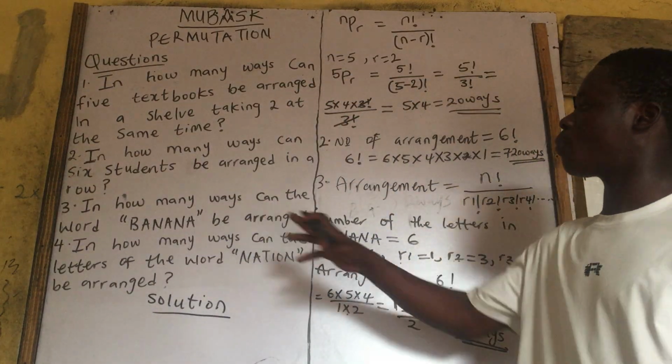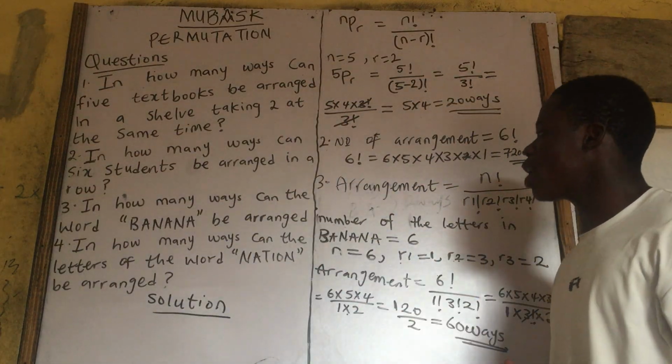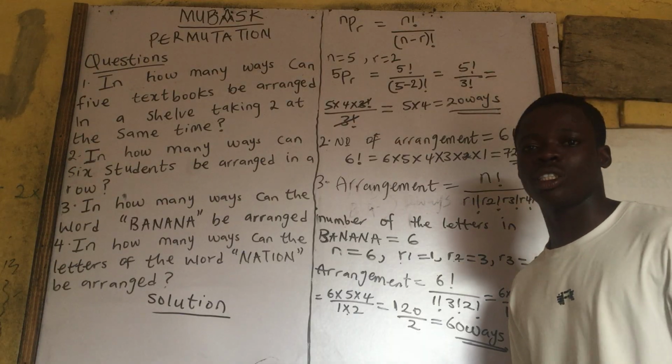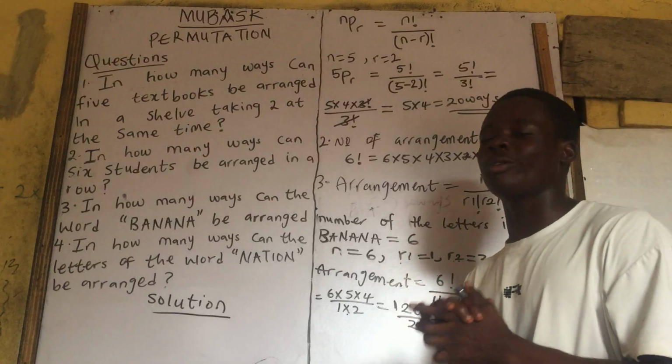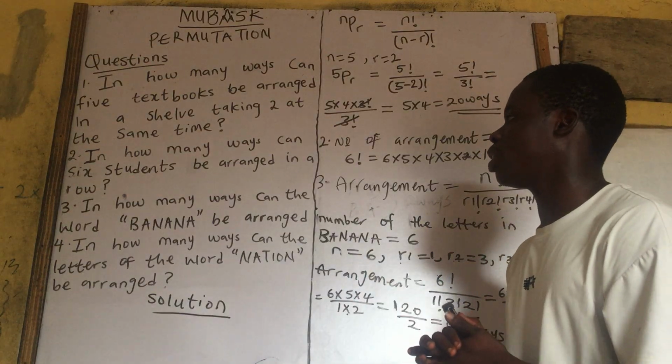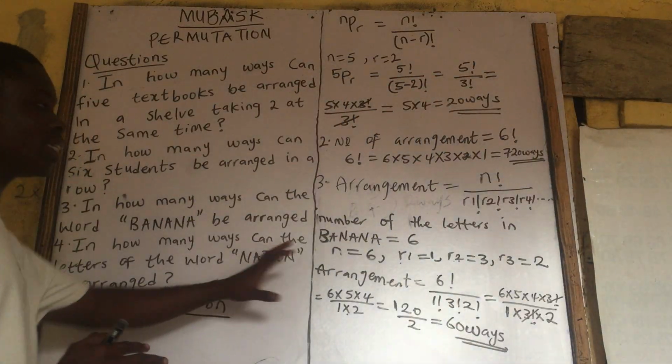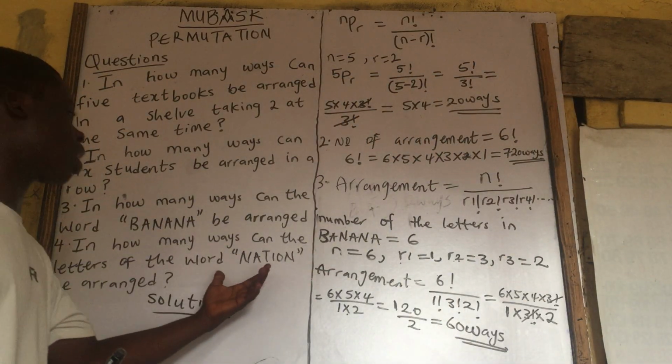So, example 4. In how many ways can the letters of the word nation be arranged? We are using the same method we used in example 3. So, you can solve example 4 by yourself by using the same method we used in example 3.